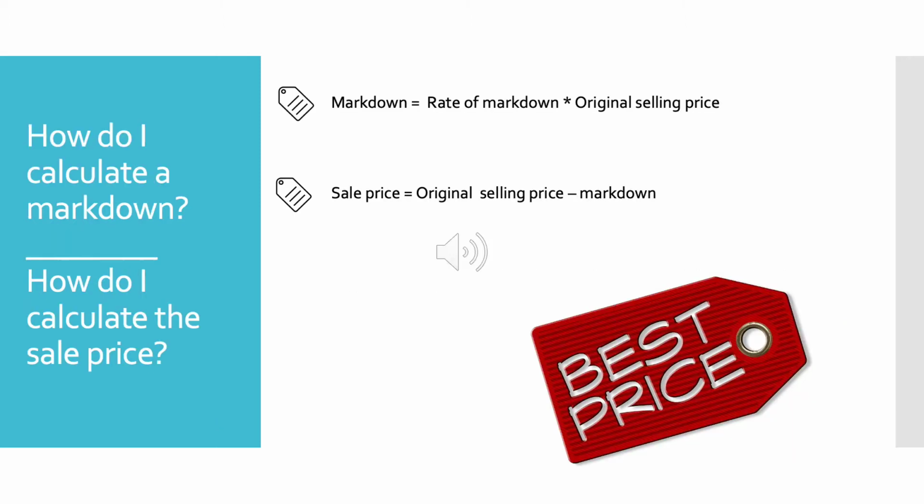So how do I calculate a markdown? Markdown equals the rate of the markdown. So if something's 25% off, the rate is 0.25. If something is 10% off, the rate is 0.10. The rate of the markdown times the original selling price. That's your markdown amount. How do I calculate the sale price? The sale price equals the original selling price minus the markdown.